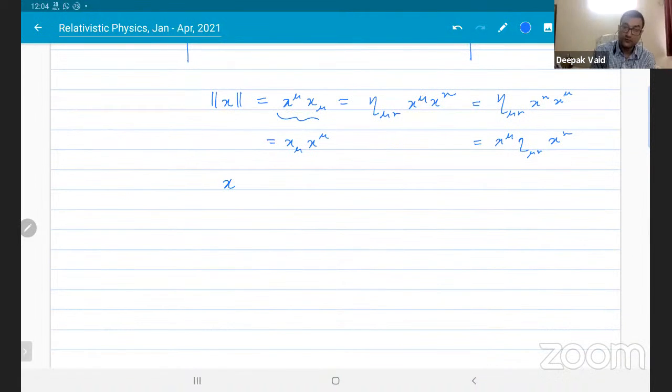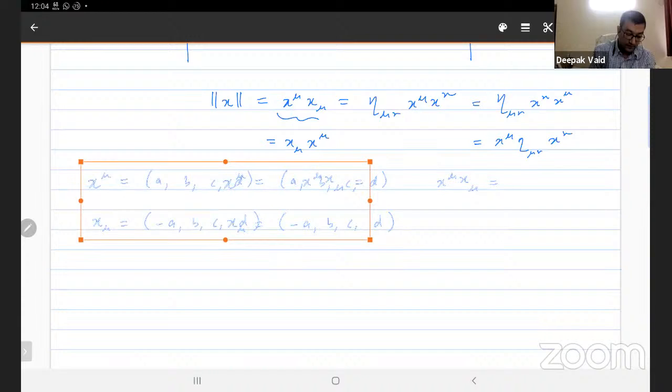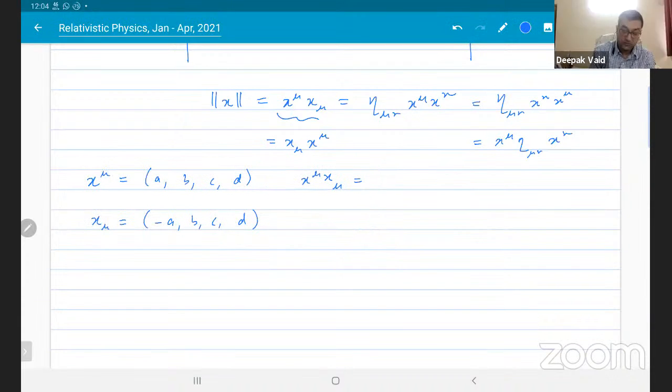And again, just to go a little bit slower and remind you all, let's say that x^mu has the values a, b, c, d. Then what happens if I lower the index? I get minus a, then b, c, d. And so if I take the inner product of these two, what do I get? I get minus a squared plus b squared plus c squared plus d squared.